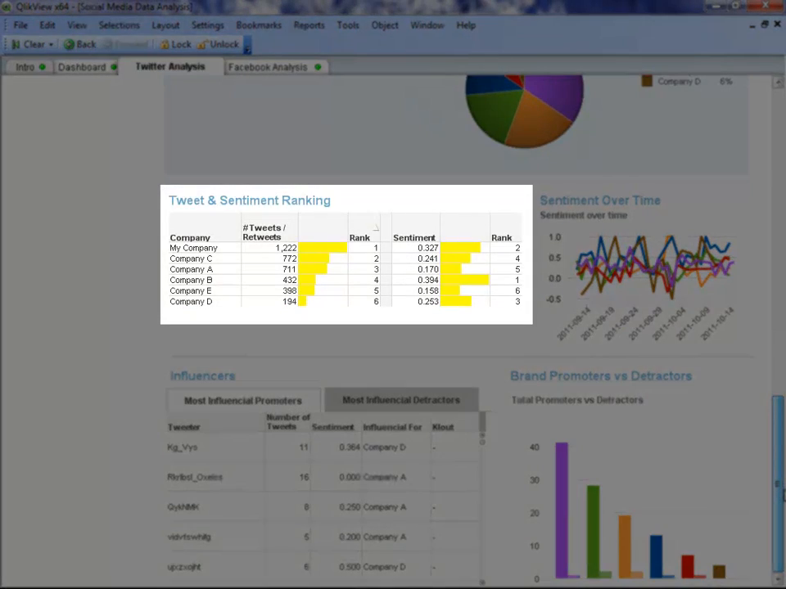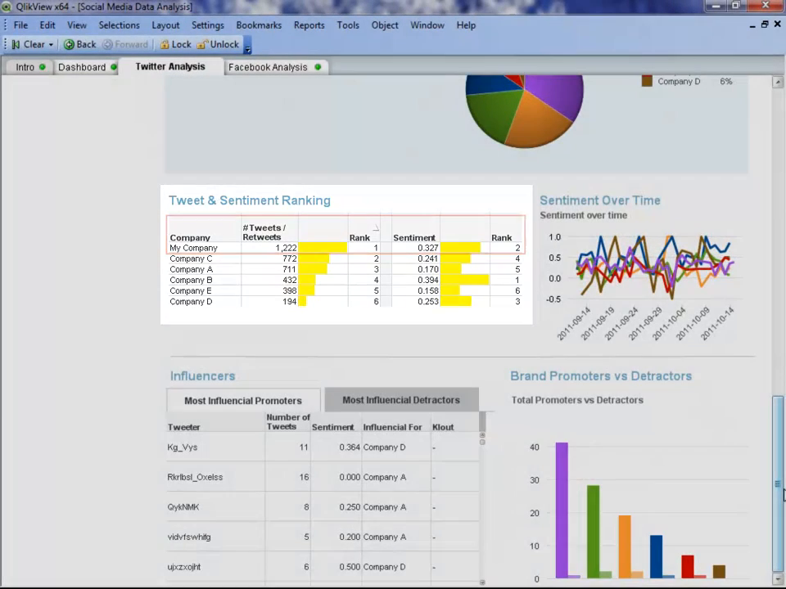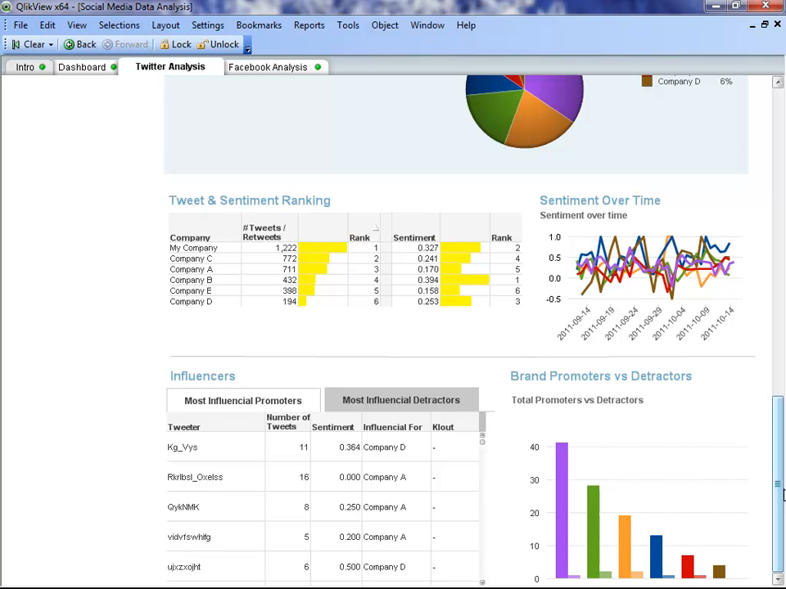When looking at the tweet and sentiment ranking chart, we can see that my company ranks first in the number of tweets and retweets and second to Company B in sentiment. This lets us know that Twitter users talk about my company and often in a positive way.